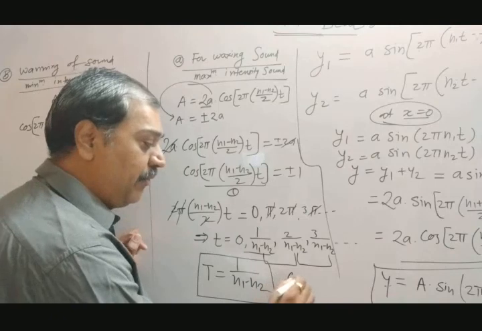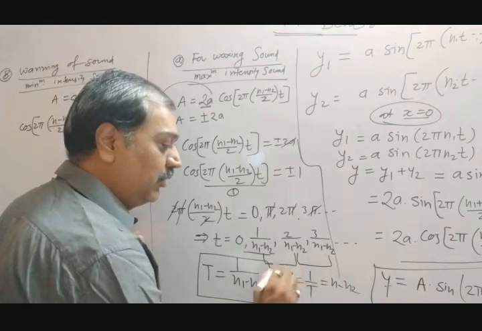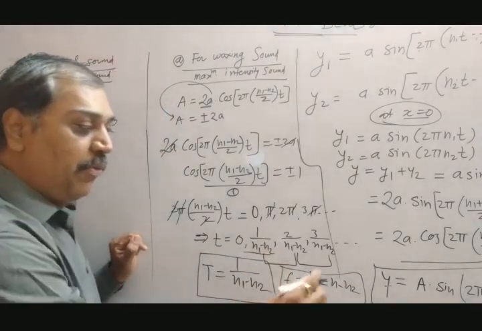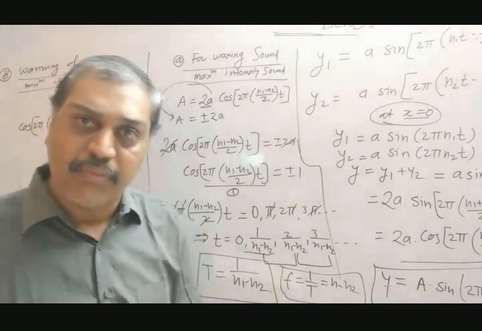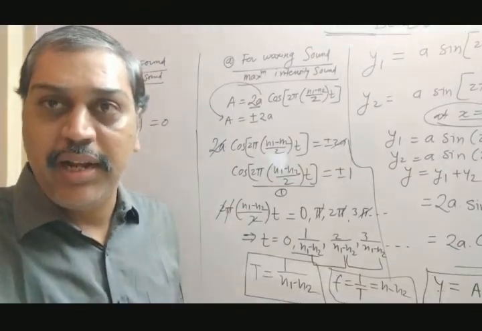And what is the frequency? Frequency is the reciprocal of time. Just take the reciprocal, so the frequency is n1 − n2. The same thing we have to derive in the second part, for the waning.